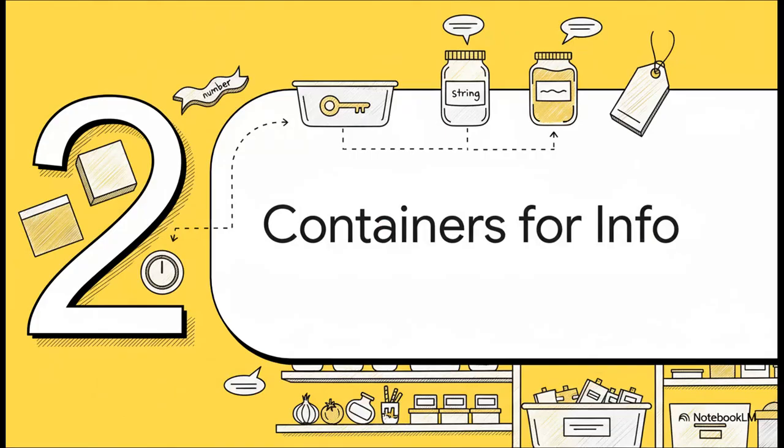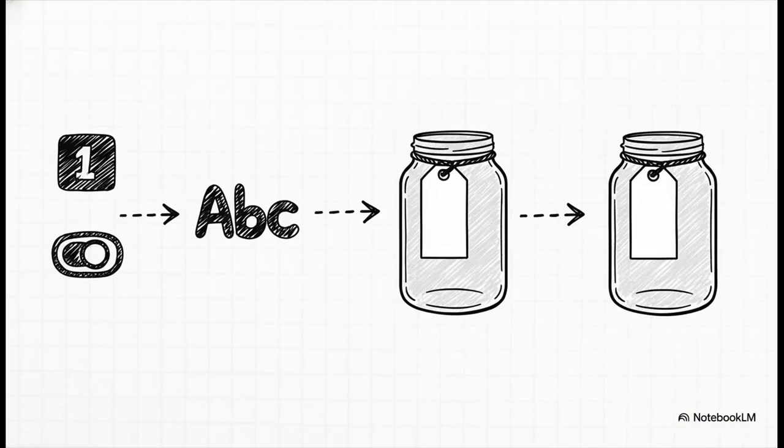Okay, so we've got our ingredients: numbers, strings, and Booleans. But just like in a kitchen, you can't just leave your ingredients lying around on the counter, right? You need a way to store them and label them so you can find them when you need them. In the world of programming, these containers are called variables. A variable is really just a name that we connect to a piece of data. You can totally think of it like a labeled jar. You put your data inside, and you slap a name on the jar so you can easily grab what you need later.